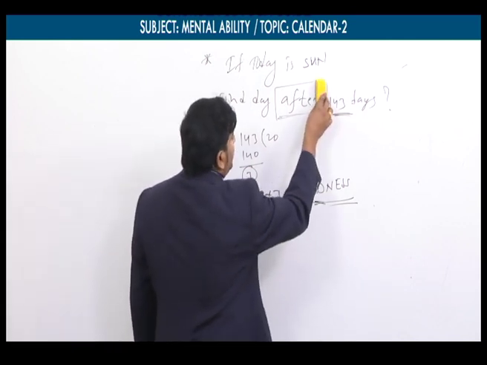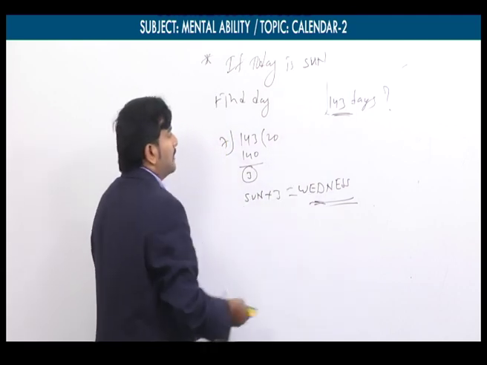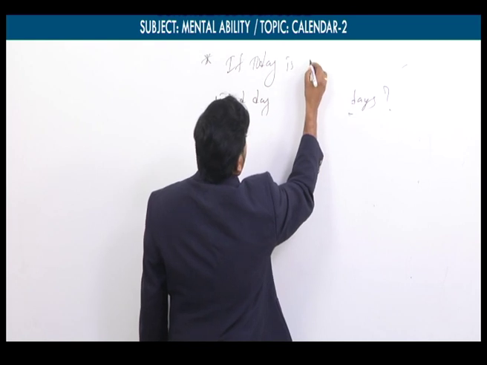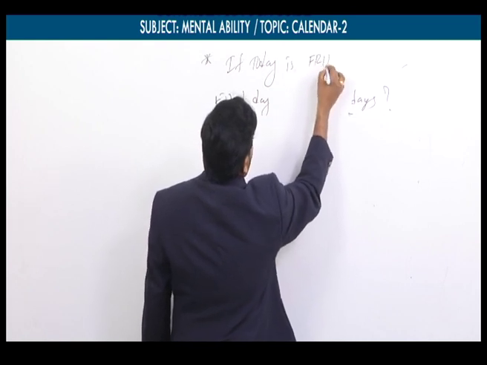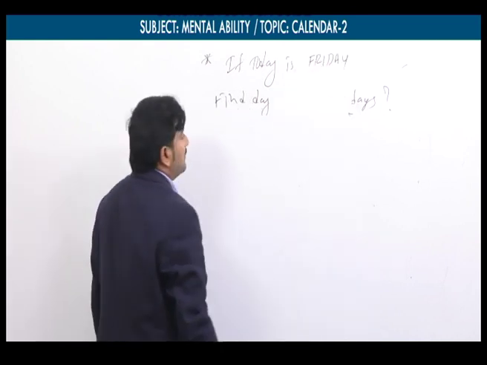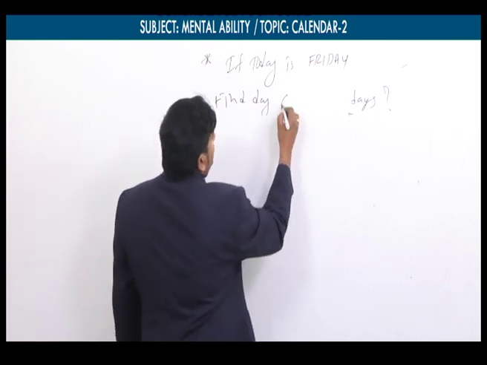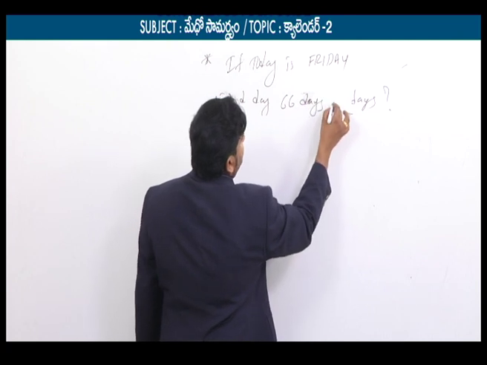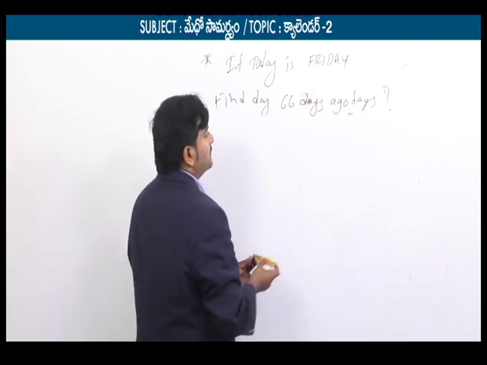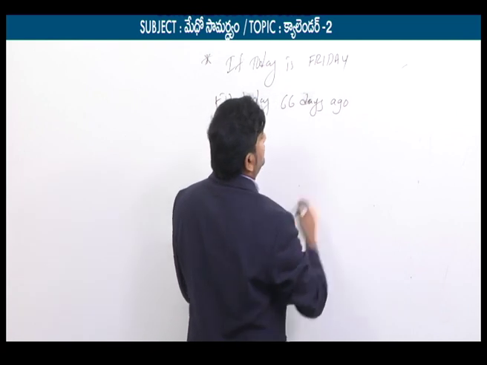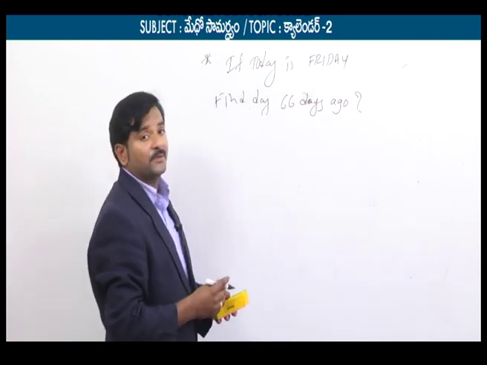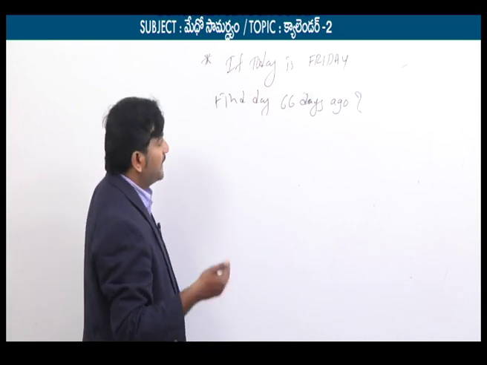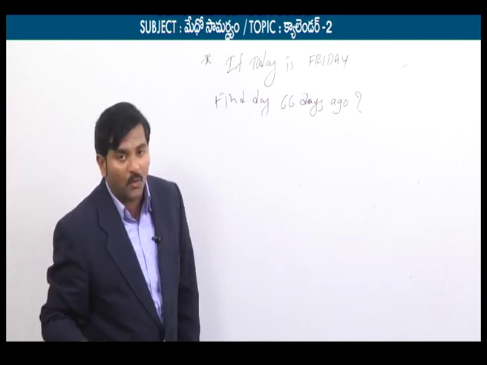For example, instead of after, let's take one more question. If today is Friday, find the day 66 days ago. It's something interesting. Actually it's a previous exercise constable question. So what is the question? If today is Friday, find the day 66 days ago.